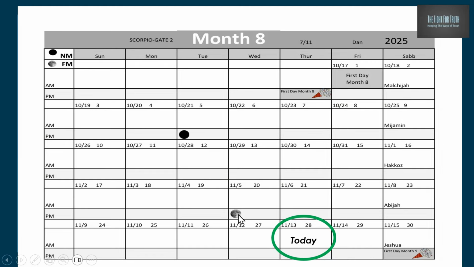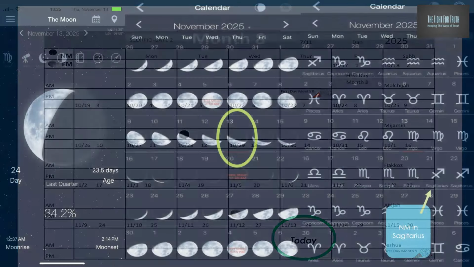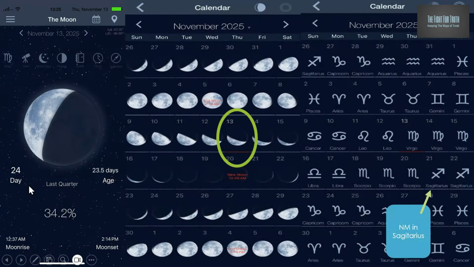Okay, so let's see what the moon phase will be on November 13th. The moon phase that we can see here says it's 23.5 days old in the sky, and they rounded it out to the 24th day of the lunar cycle. You can see right here that the moon is in Virgo. Keep in mind that this app changes over at midnight, so if you're using this app, everything on the date will be moving to the right.